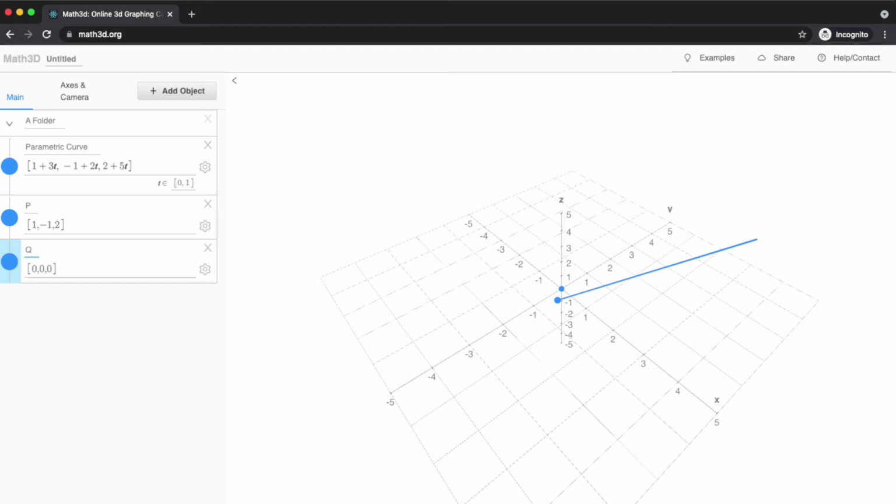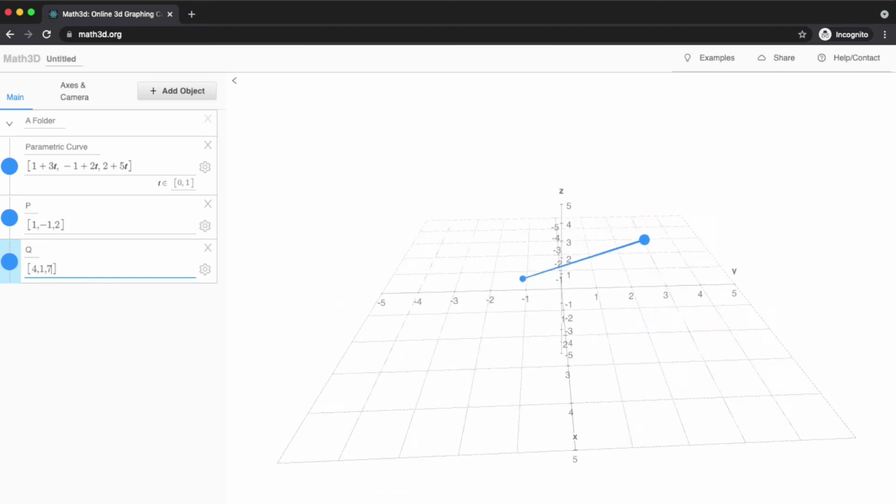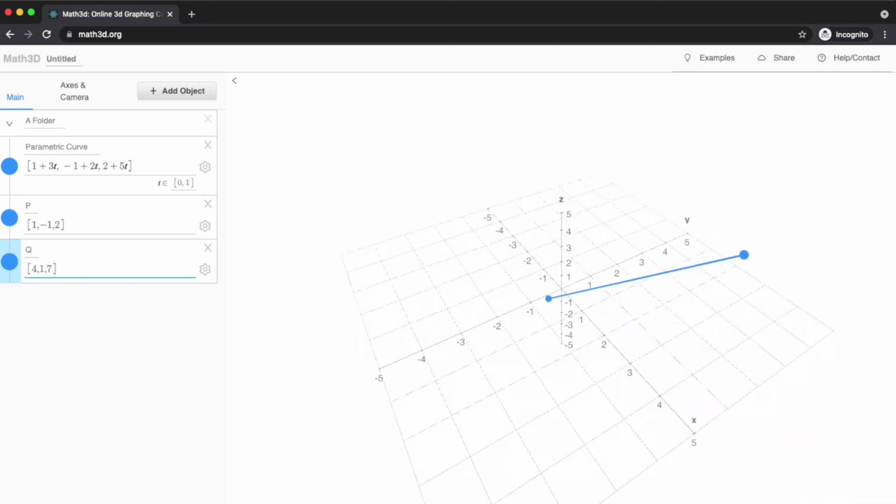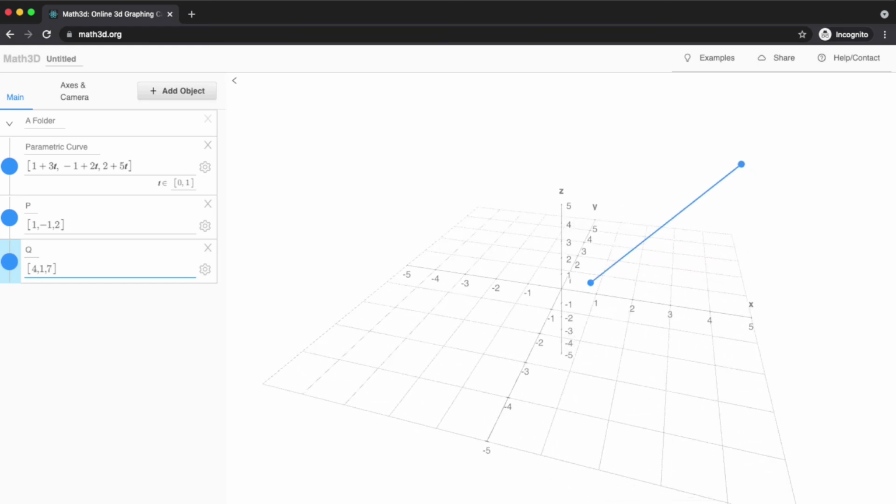This is point Q, which is 4, 1, 7. And that's exactly where our line segment ends. So there we go. We've constructed a line segment starting at one point and ending at another point, and we constructed it as a parametrized curve.